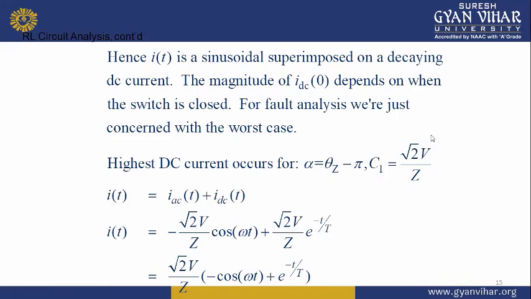The highest DC current occurs for alpha equal to theta z minus pi, where C1 is equal to root 2V upon Z. I will substitute these values of alpha and C1 in the instantaneous current equation, where IAC and IDC are the two components. IT will be equal to root 2V upon Z minus of cos of omega t plus e to the power minus t upon T. Now this first term is your symmetrical short circuit current, and the second term is your DC offset current.